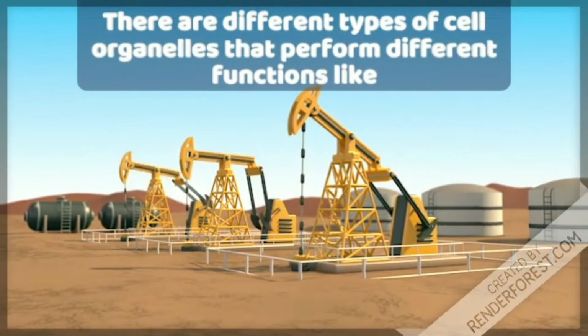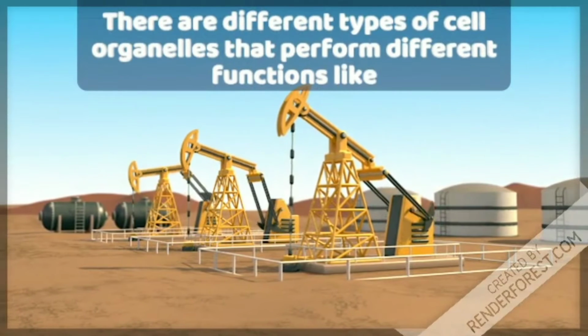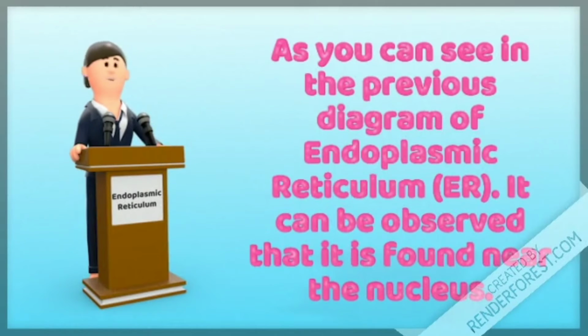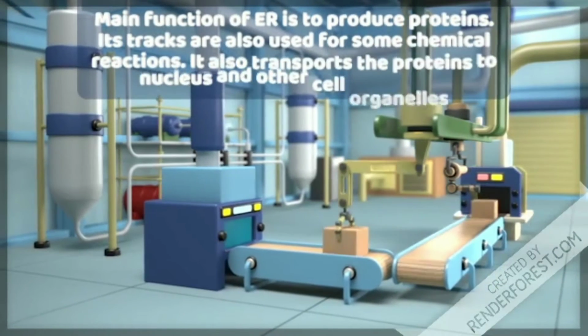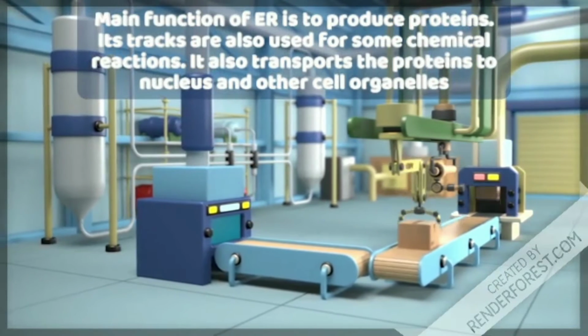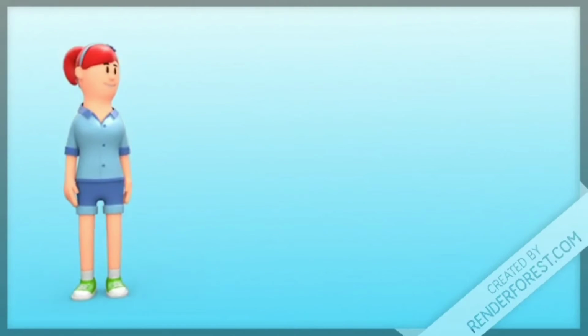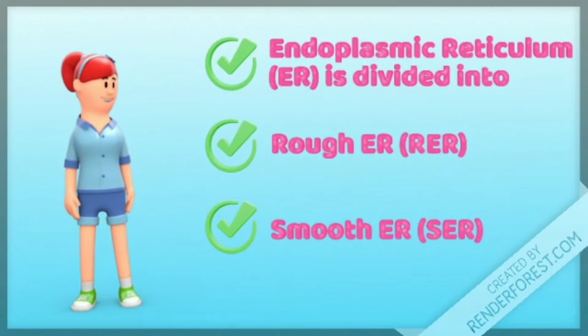There are different types of cell organelles that perform different functions, like the endoplasmic reticulum. As you can see in the previous diagram of the endoplasmic reticulum, it can be observed that it is near the nucleus. The main function of the endoplasmic reticulum is to produce and transport proteins. Its tracts are also used for some chemical reactions to take place. It is divided into rough endoplasmic reticulum and smooth endoplasmic reticulum.